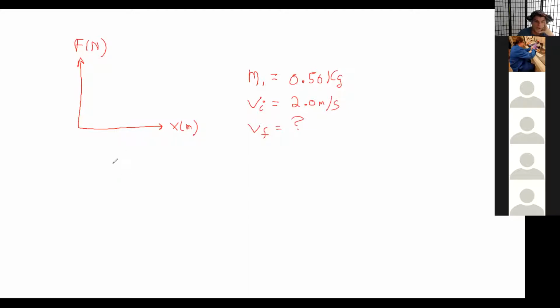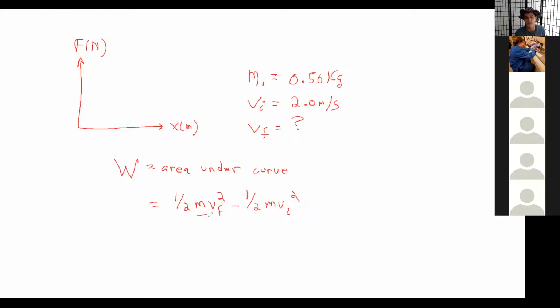So the whole thing here is, one, the work is going to be equal to the area under the curve. You have some kind of force versus position. You can get the area under the curve, which is the work. And I know that's going to equal my change in kinetic energy: 1/2 mv final squared minus 1/2 mv initial squared.